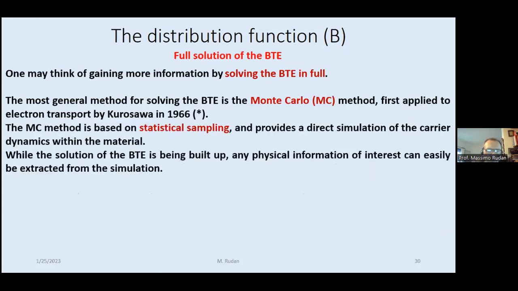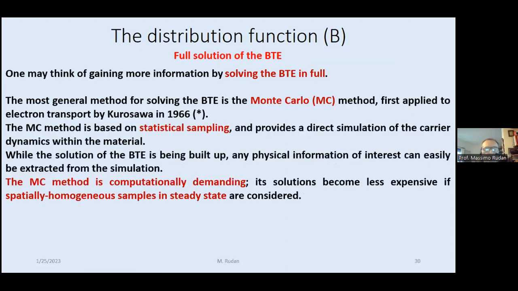One method for solving the Boltzmann equation in full is very famous, the Monte Carlo method. It is based on statistical sampling, but is very expensive. Because of this very strong cost of the Monte Carlo simulation, typically it is run considering samples that are in steady state and homogeneous in space, in order to reduce the dimensionality of the problem.